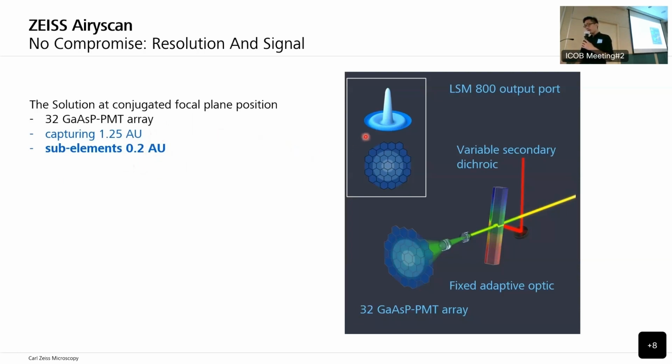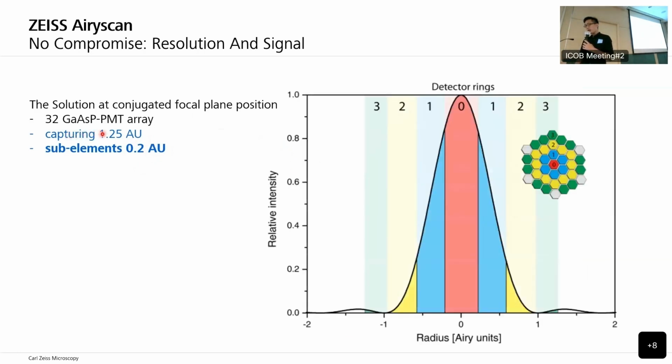Here you can see this is the array detector composed of 32 GaAsP PMTs. This is the GaAsP PMT. The principle is that we use the 0.2 Airy unit PMTs to collect the most resolved signals here.